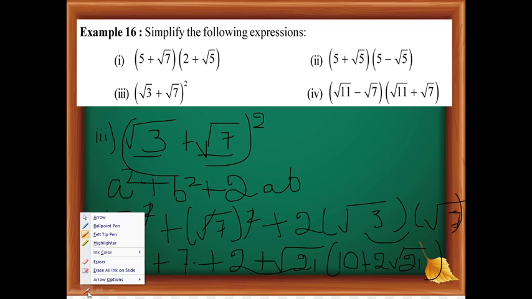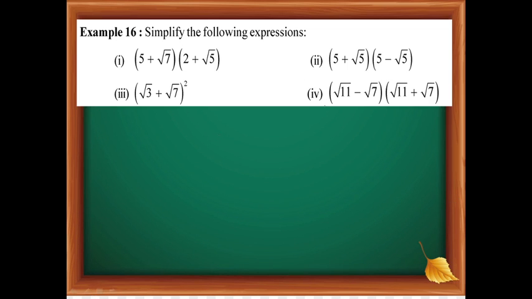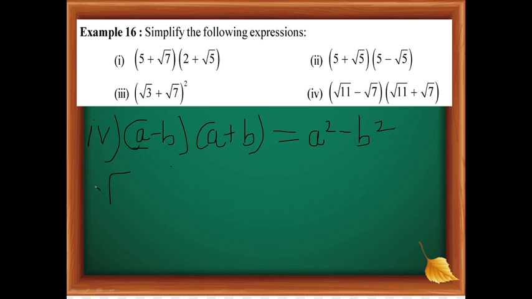Let me erase this. Wait for a while. Yeah. Fourth question. This implies a minus b, a minus b, a plus b. You have learned this. What is the answer? Can you guess the answer? Yes, the answer is a square minus b square. This identity also I have learned in class 8. Root 11 is our a, and root 7 is our b. Then it is very easy to get the answer.